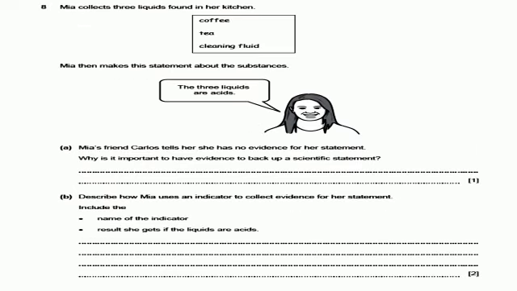Question A. Why is it important to have evidence to back up a scientific statement? To check whether it's correct or not.